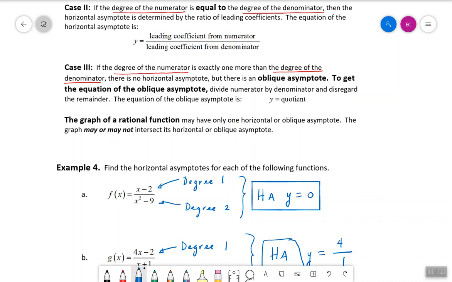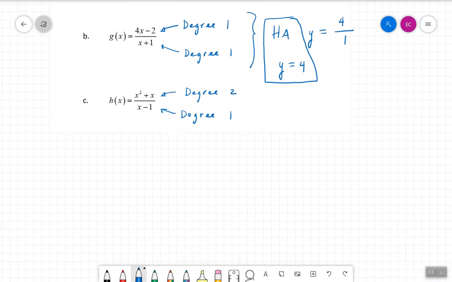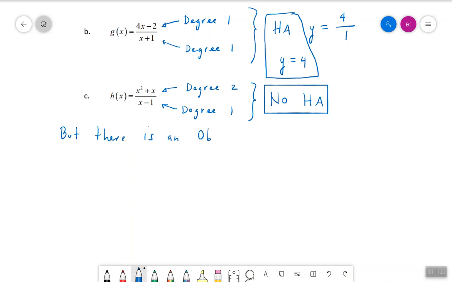And we can get the equation of the slant asymptote by using synthetic division. So let's go ahead and try that. There is no horizontal asymptote. We could box that up, but there is an oblique asymptote. And the way we're going to get it is with synthetic division.